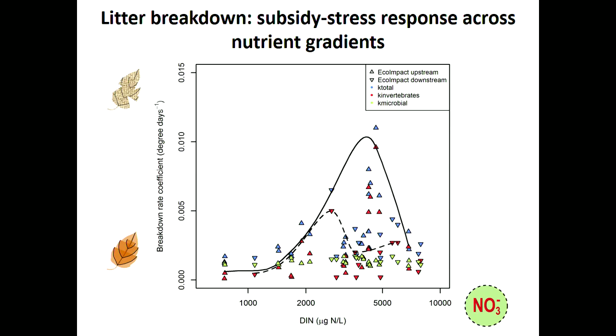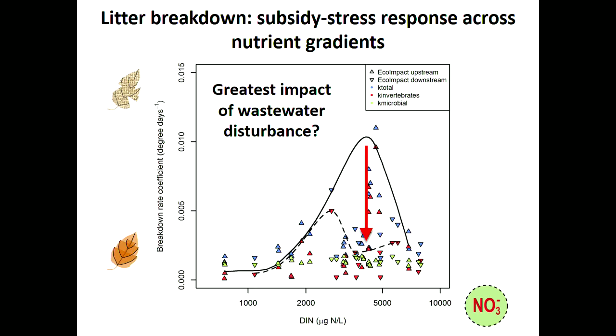But what we do see in the solid line, from the upstream sites, is the same sort of hump-shaped response: we're getting some sort of nutrient optimum, and then it falls off as we progress along that nutrient gradient. Interestingly, we also see that at the downstream sites, which are impacted by wastewater, this hump-shaped response is greatly dampened or suppressed. And so the question is, do we see the greatest impact of wastewater disturbance at this nutrient optimum?